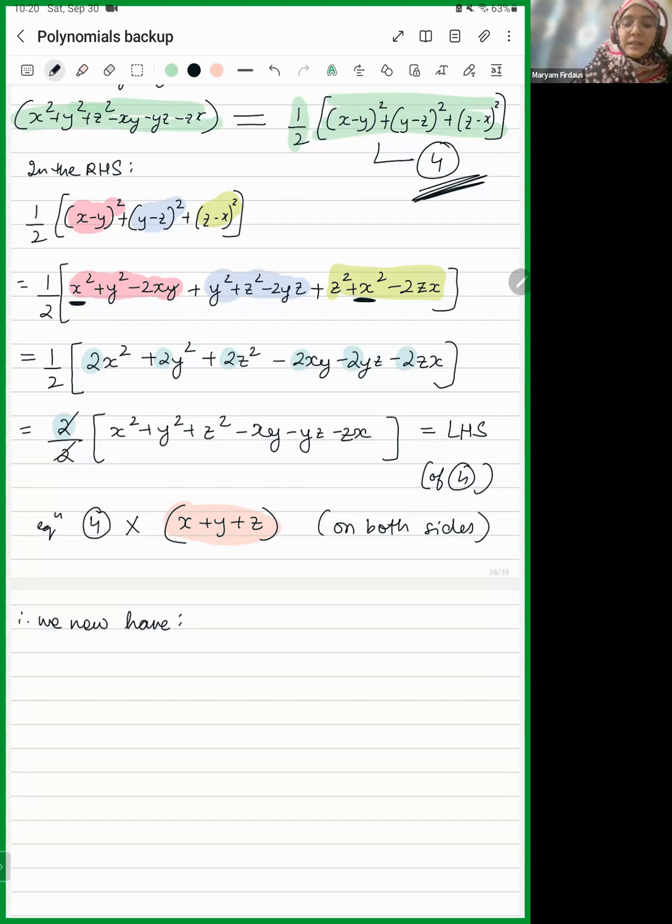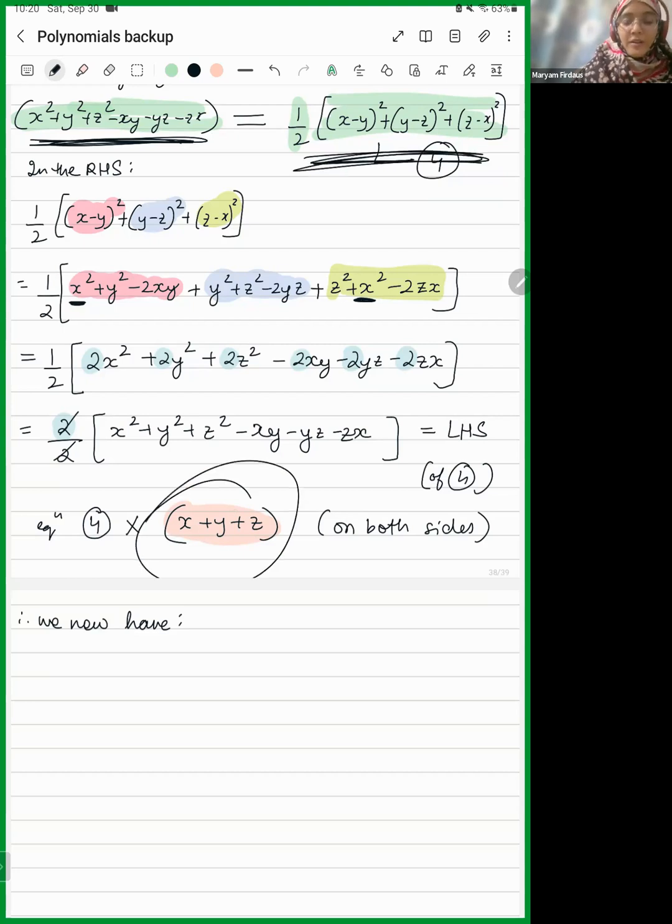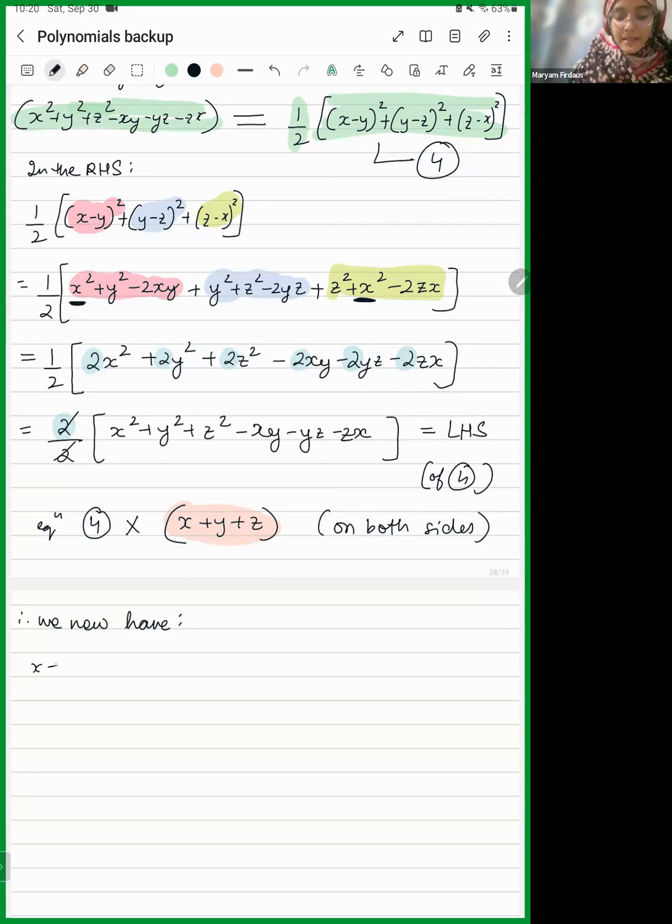We get the equation x cube plus y cube plus z cube minus 3xyz. Right now, what do we get when we multiply the LHS, and the RHS of equation 4, with x plus y plus z? Right now, this is what we are doing. We get x plus y plus z multiplied with the LHS of the equation, which is this one.